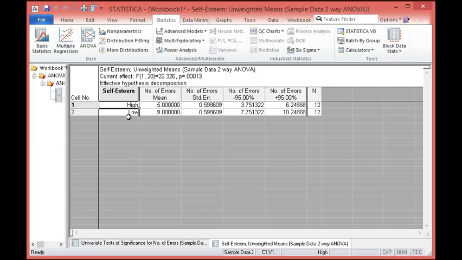So we know that self-esteem has a significant impact on the number of errors, and those with high self-esteem, their average number of errors is 5, and those with low self-esteem, their average number of errors is 9, which means that self-esteem has an impact on the number of errors, particularly those with low self-esteem result in more errors in the performance of the task. Okay.